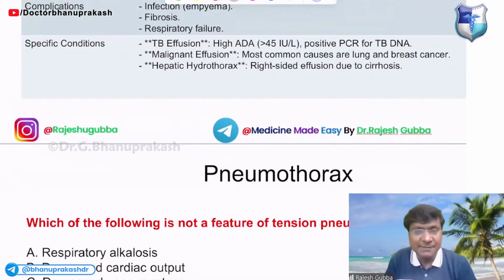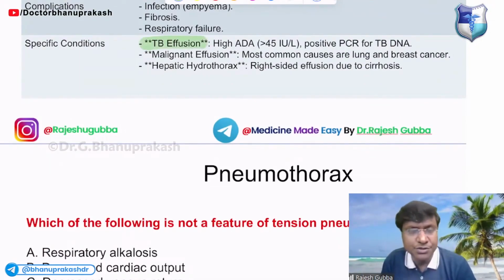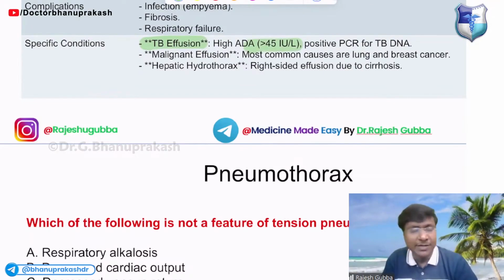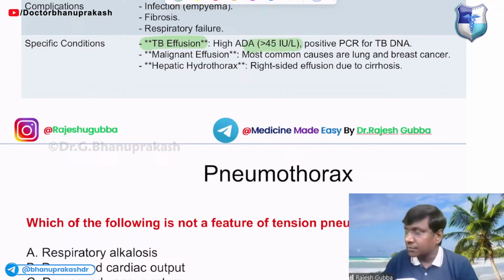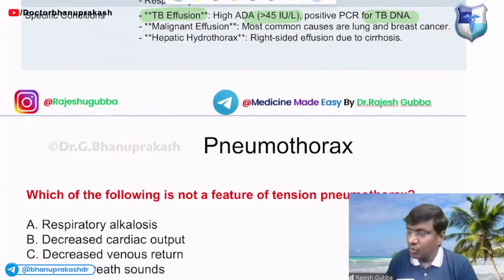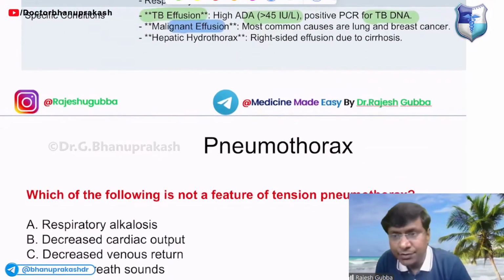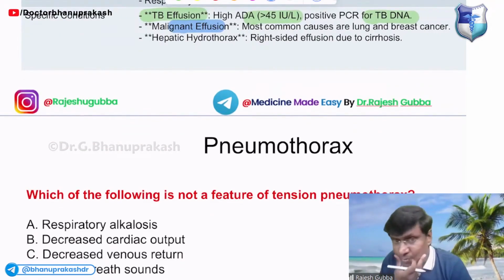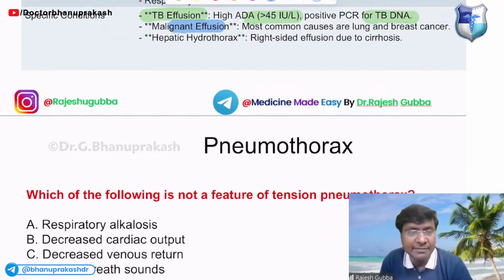Then coming to specific scenarios like how will you diagnose tuberculous pleural effusion? Very important criteria. The ADA levels in the pleural fluid will be elevated more than 45 international units per liter to consider it as tuberculous pleural effusion, right? Or you need to do a TB PCR that will be positive. Then what is the criteria to call it as malignant effusion? You will have the presence of the malignant cells. And what is the most common malignancy that will be causing malignant pleural effusion? That will be your bronchogenic carcinoma and as well as the breast carcinoma.